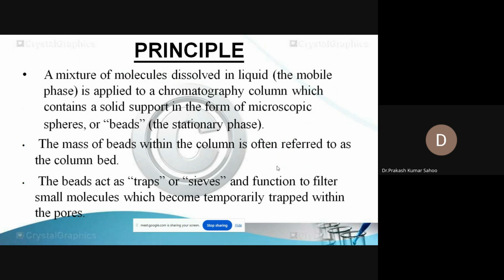That is, the microscopic spheres or beads are used as the stationary phase, and the sample is dissolved in the liquid phase, the mobile phase we have chosen. Accordingly, the beads in the column are also referred to as the column bed, and the beads act as traps or sieves and function to filter the small molecules.